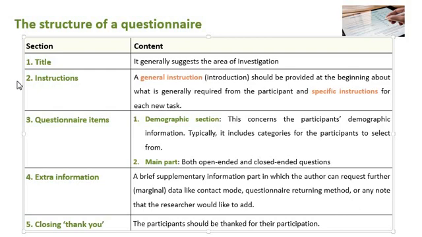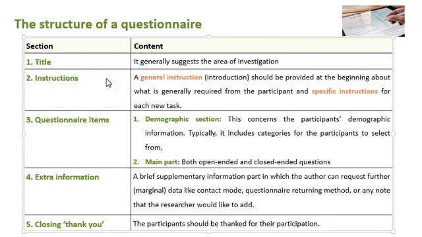The second element in a questionnaire is the instructions. Usually we have two types of instructions. A general instruction, this is called the introduction. Of course, the heading introduction is not used. It takes the form of a paragraph that appears at the very beginning of the questionnaire. This general instruction should be provided at the beginning about what is generally required from the participant. The researcher explains what he wants in general from the participant to do. This is something about the study as a whole. Of course, this should not be very explicit in order not to influence the responses of the participants.